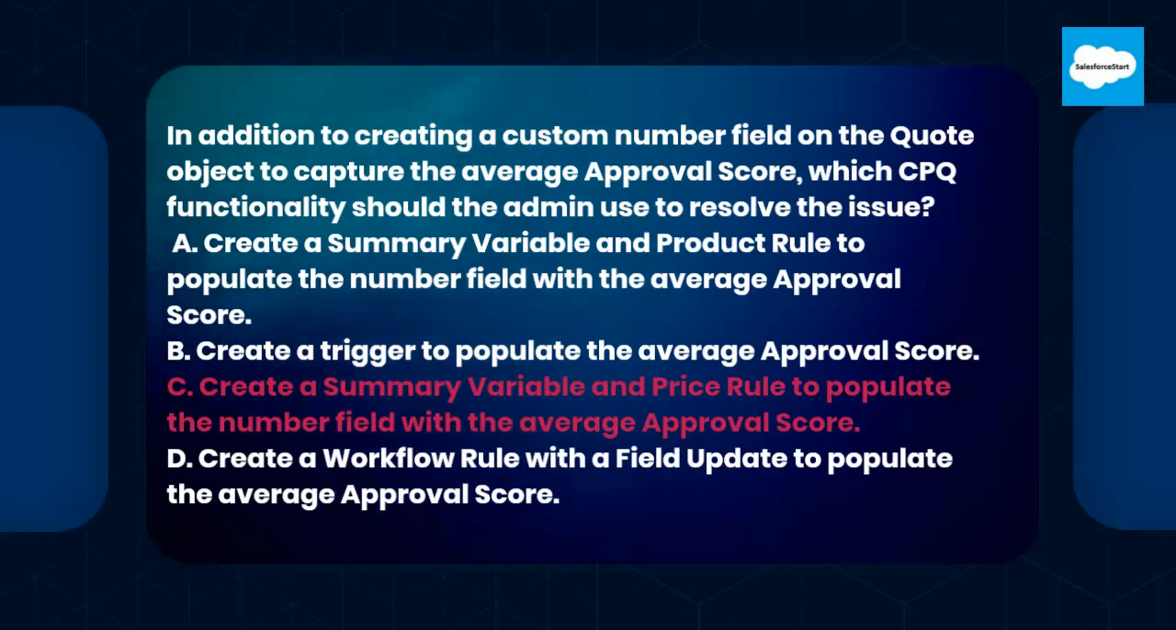The answer is option C. Create a summary variable and price rule to populate the number field with the average approval score.